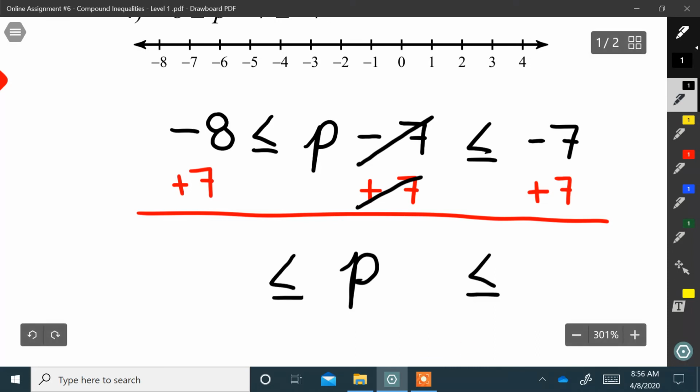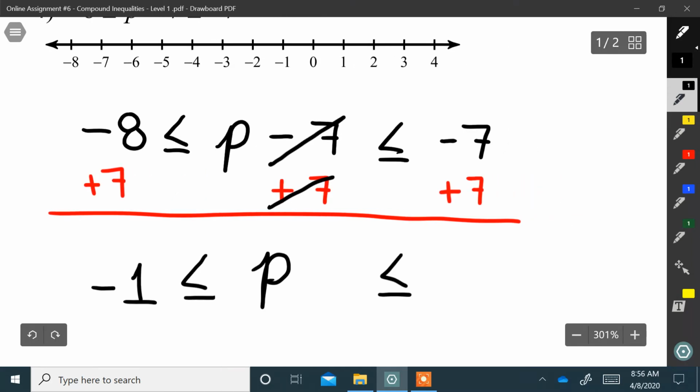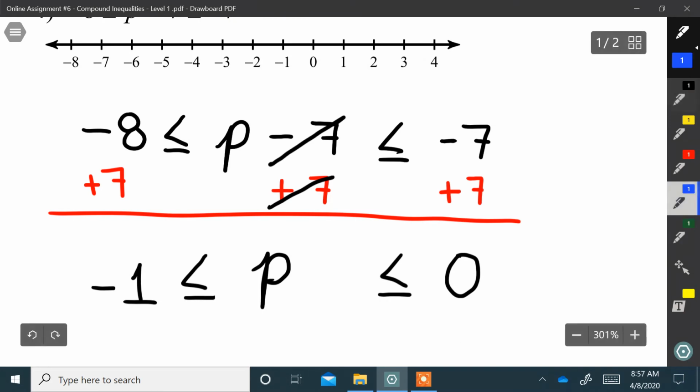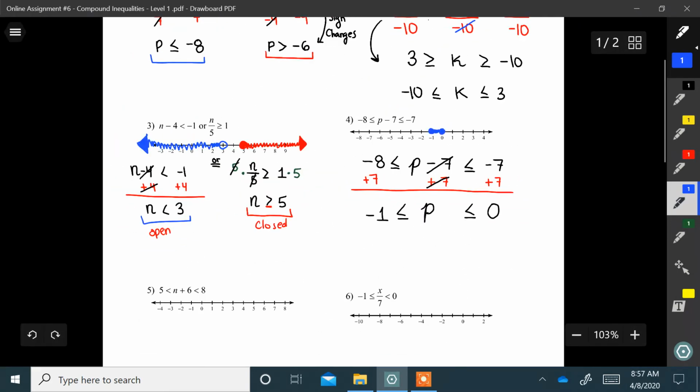Bring down the symbols. Then we have -8 plus 7. That's going to be -1. And then -7 plus 7, that's actually going to be 0. So P is a number between -1 and 0. And this is going to be interesting. So -1 and 0 are right there. We're only going to graph that because that's what it's saying. P is between -1 and 0. All right, so that's it for number 4.